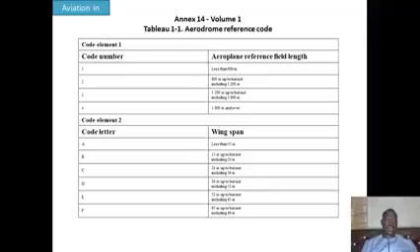For the code element 2, which is the code letter going from A to F, if the wingspan is less than 15 meters, taking into account only the wingspan, the code letter would be A. If the wingspan is from 15 meters up to but excluding 24 meters, the code letter would be B, and so on until the greatest. The code letter F is for airplanes with a wingspan from 65 meters to 80 meters.